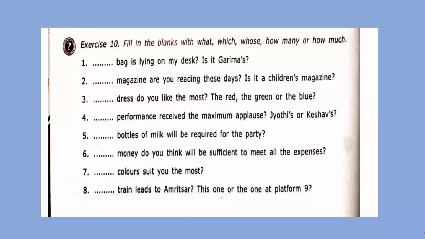Third sentence: dress do you like the most? The red, the green, or the blue? So who can give me the answer? Lakshay Kalyan, you please come forward. Which word will come here? Because we want to be exact, so to be exact, we should use which word there. The right answer: which dress do you like the most?